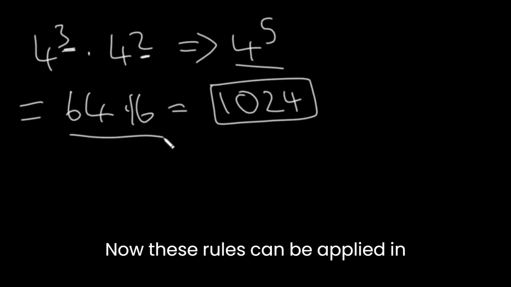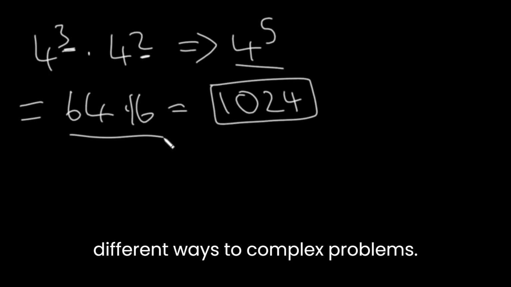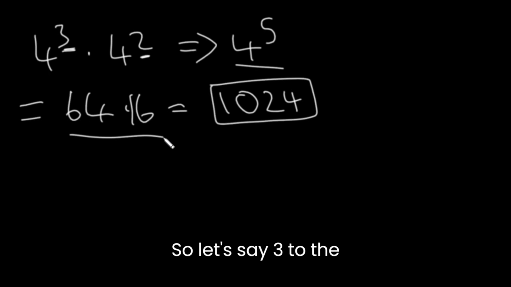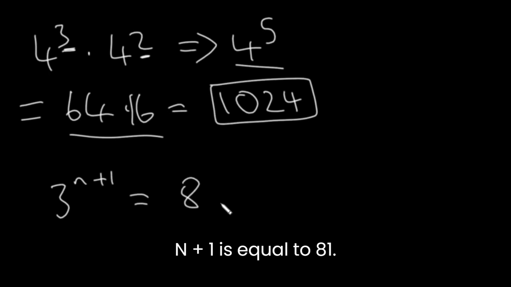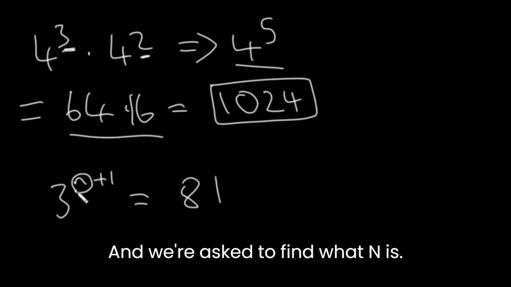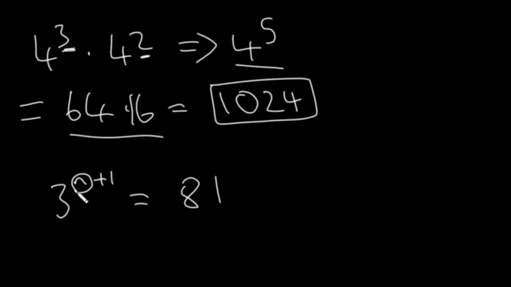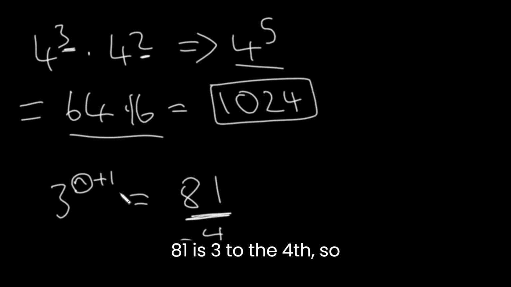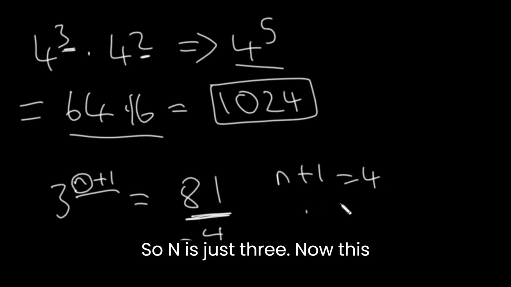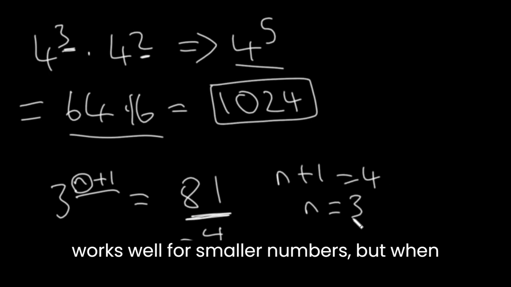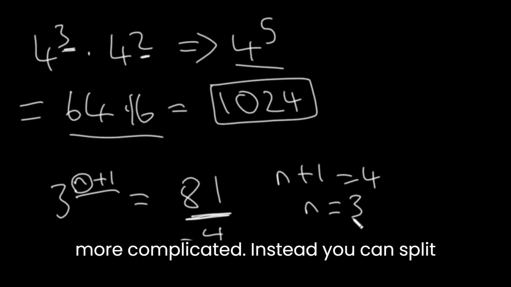Now, these rules can be applied in different ways to complex problems. So let's say 3 to the n plus 1 is equal to 81. And we're asked to find what n is. Now, if you wanted to solve this by hand, it's possible. 81 is 3 to the 4th, so n plus 1 is 4. So n is just 3. Now, this works well for smaller numbers, but when you get to larger numbers, it's a lot more complicated.